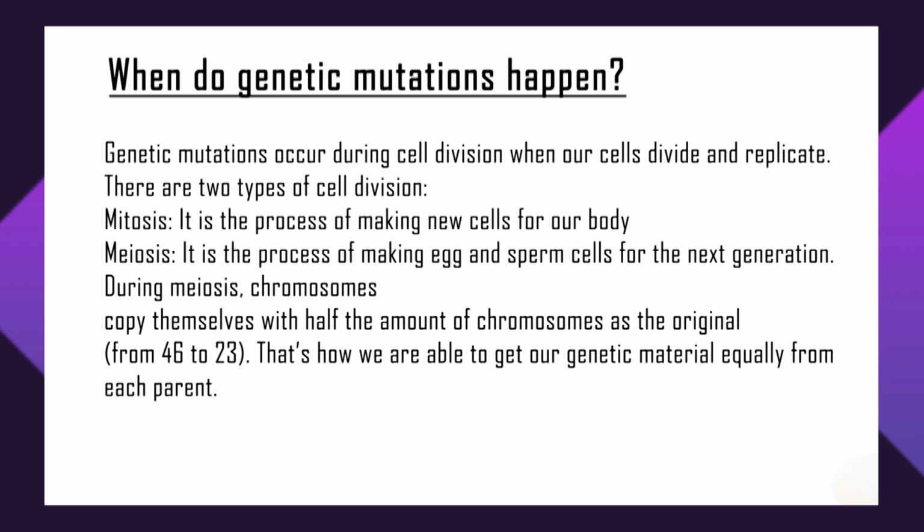And meiosis is the process of making egg and sperm cells for the next generation. During meiosis, chromosomes copy themselves with half the amount of chromosomes as the original, from 46 to 23. That is how we are able to get our genetic material equally from each parent.